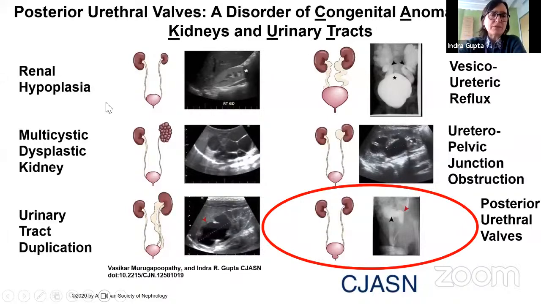So if we look at these images, I would say most of these diagnoses are really made through either ultrasound, plus or minus a voiding cystourethrogram, plus or minus a nuclear medicine scan. So the diagnoses include renal hypoplasia. Here shown is a very small kidney on one side, a normal one on the other. And on ultrasound, you would see a small kidney with a hyperechoic cortex parenchyma compared to the adjacent liver here.